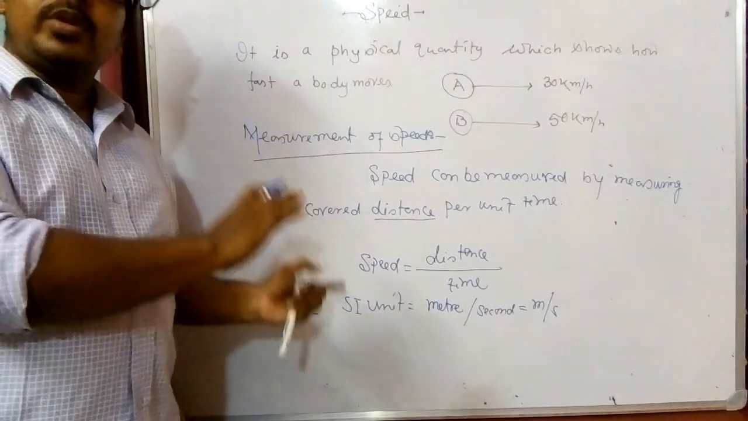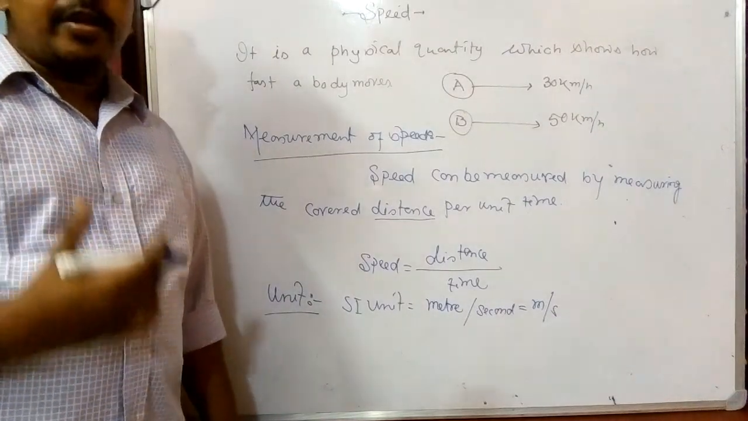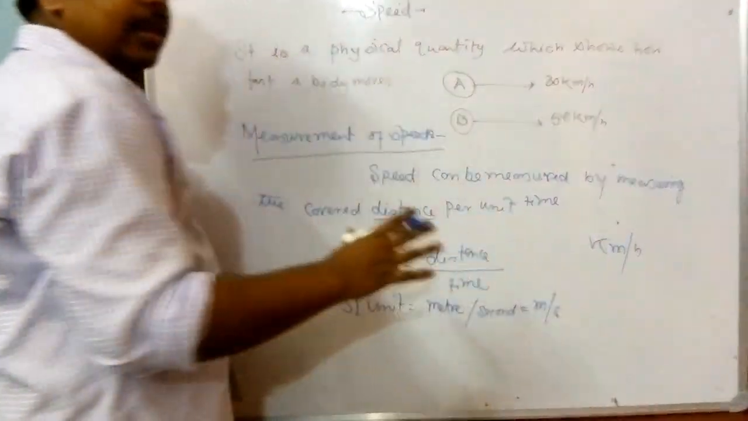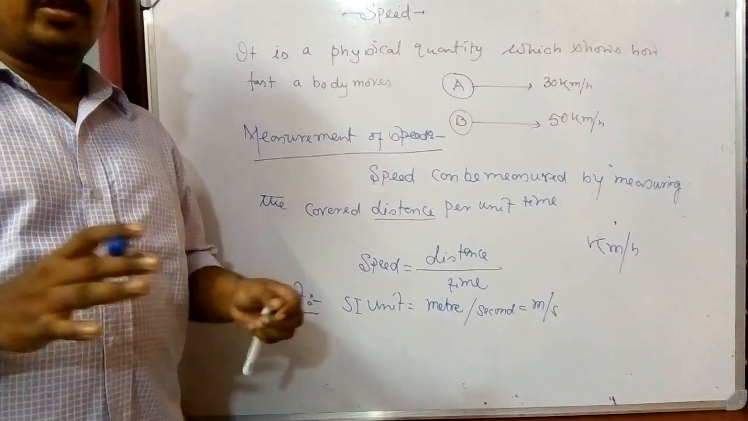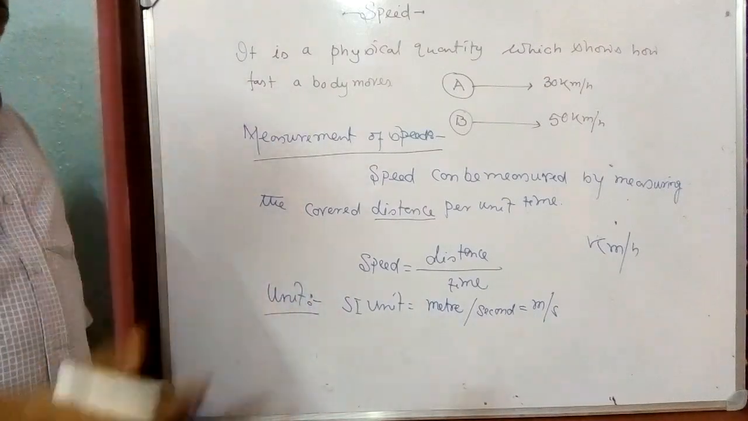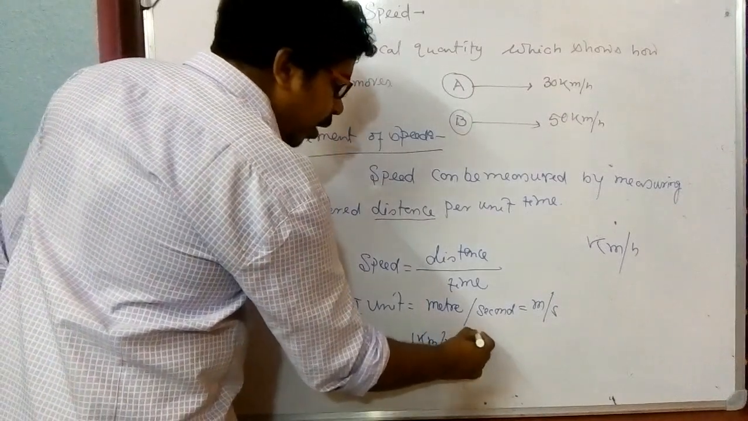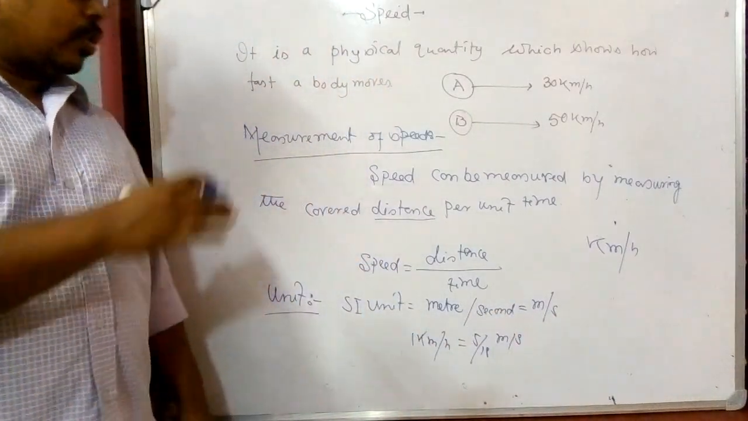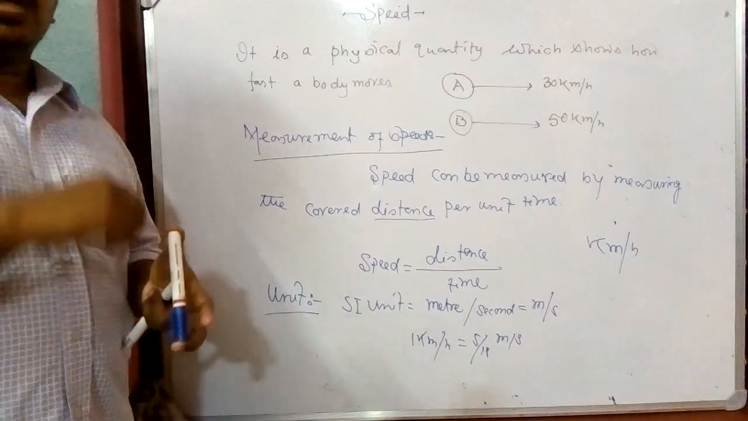But apart from this unit, we generally use another unit for general purposes, that is kilometer per hour. One thing I am clarifying, as earlier also, kilometer per hour is not an SI unit or a unit of any other system. It is a general unit which we use for practical purposes. And we calculated in the previous class that 1 kilometer per hour is equal to 5 by 18 meter per second. How it has come was done in the previous video, so that is not explained here. Okay, so that is the story of speed that you have learned earlier also.